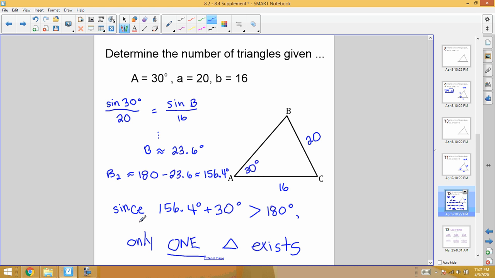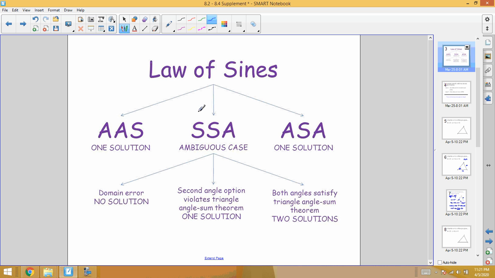That's going to be my last example. I do want to mention, though, the one other SSA case that I haven't talked about. And that's the one case where you get no triangle.